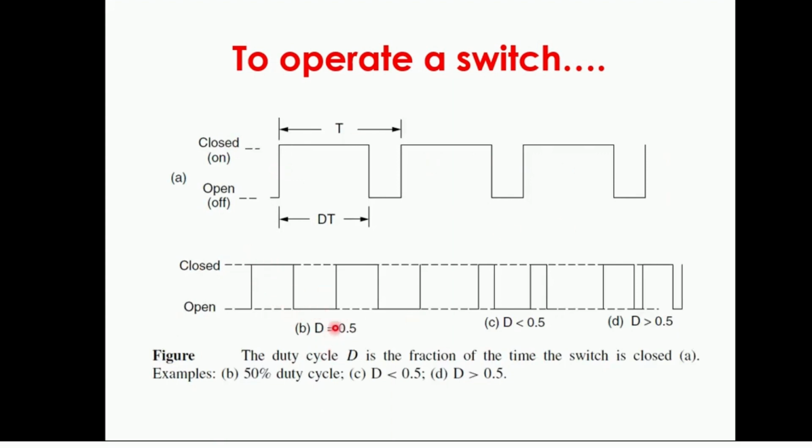If my duty cycle equals 0.5, my converter is in the floating mode, we can say. If you go with the buck and boost operation, for D greater than 0.5, this is our duty cycle. If D is less than 0.5, this is our pulse. So the duty cycle D is the fraction of the time for which the switch is closed.